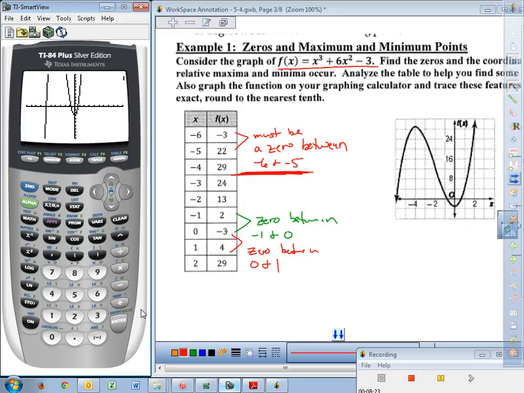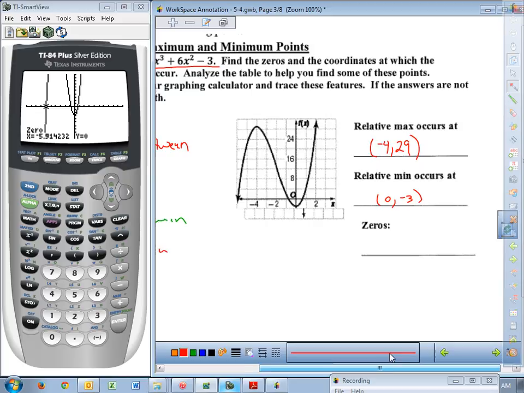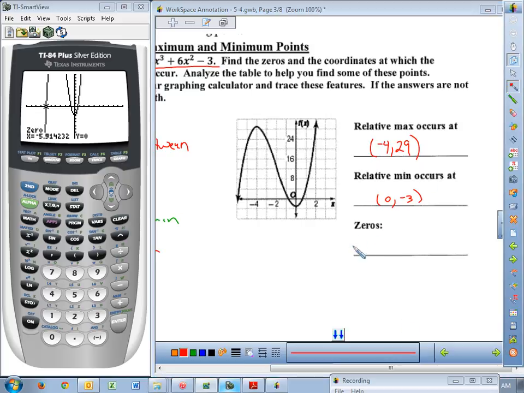And they say round it to the nearest tenth. What do we got if we round that to the nearest tenth? Where's our 0 at? We'll just put the x value, right? So about negative 5.9. Is that okay with you?